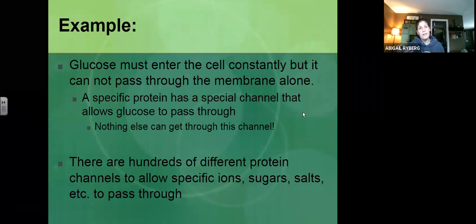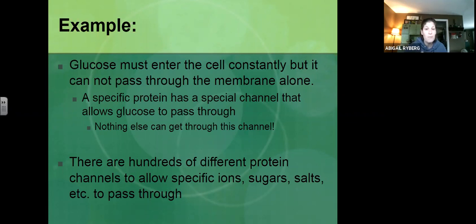A real life example of this is glucose. Glucose is a pretty big and bulky molecule, and we'll learn in our next section of notes how important glucose is for our cells. Glucose must enter cells constantly. Our cells need a huge amount of glucose, but it cannot freely pass through the membrane because it's a big bulky molecule. But there's a really special protein in the membrane, and it allows just glucose.